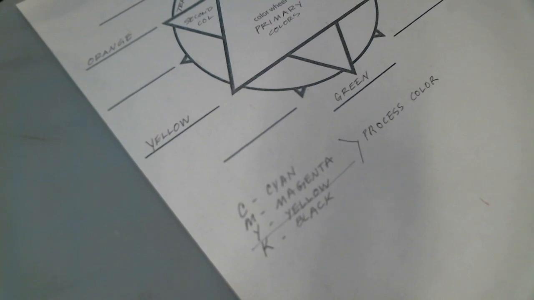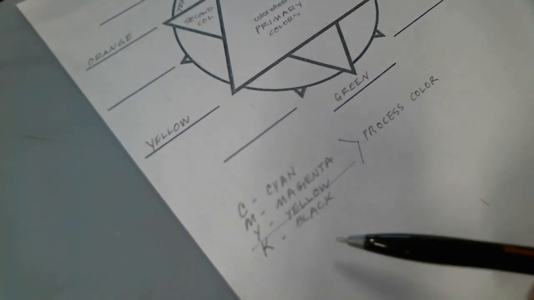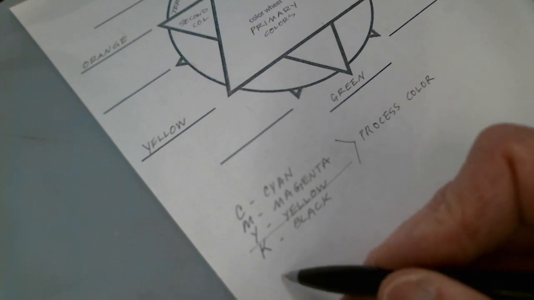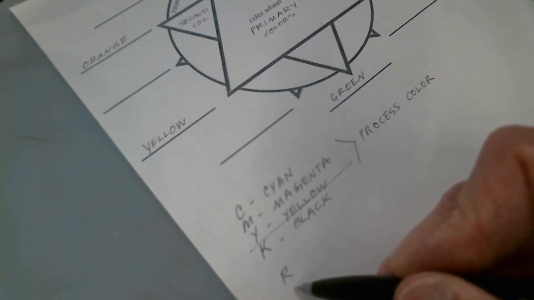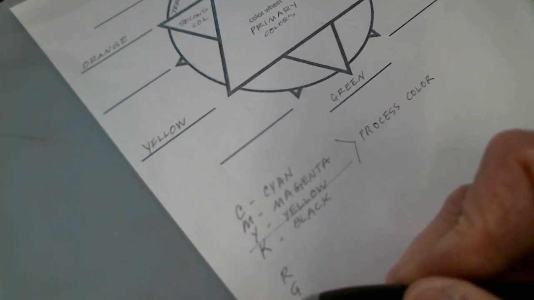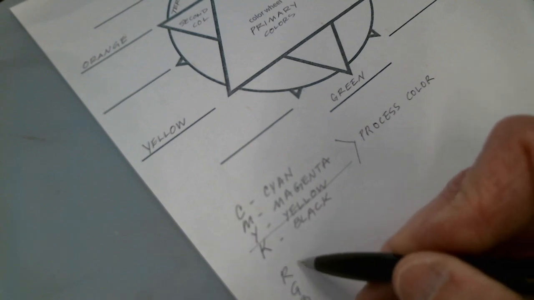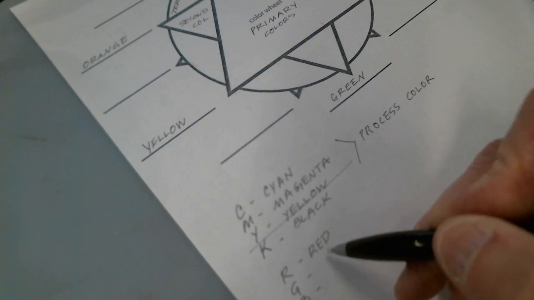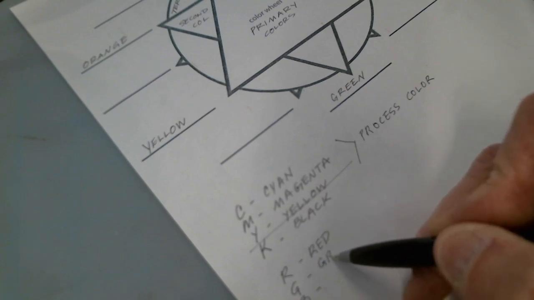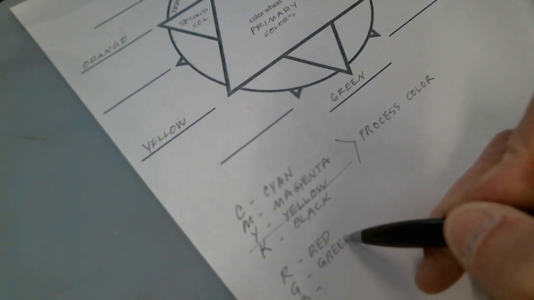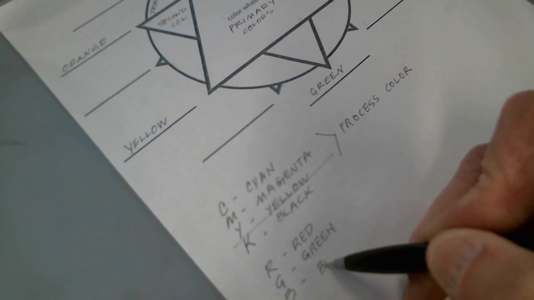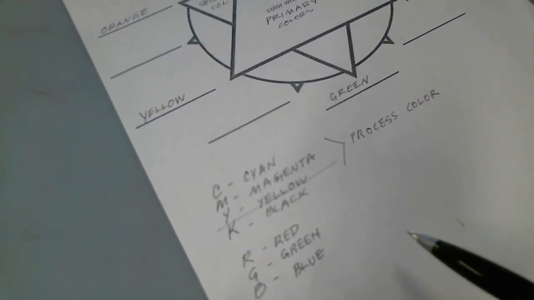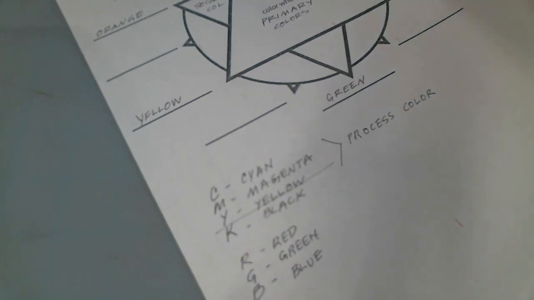And the section that goes beyond that is on the video, the digital part, and that's where you're going to get the RGB. Red, green and blue. We'll talk more about that in the color section there.